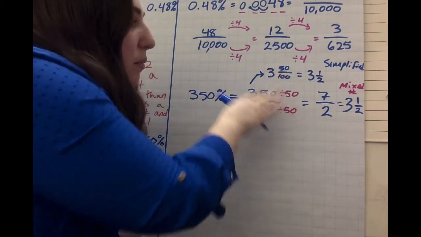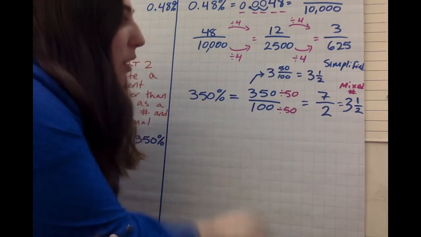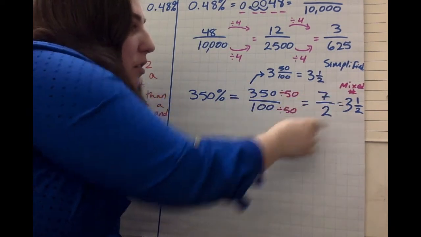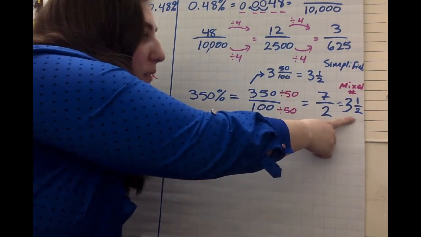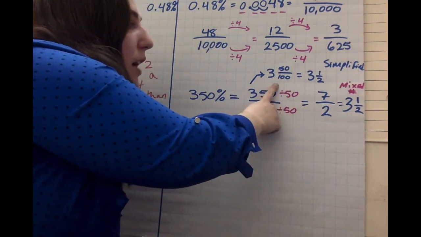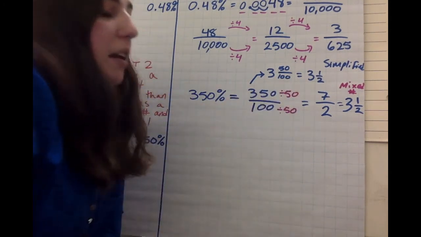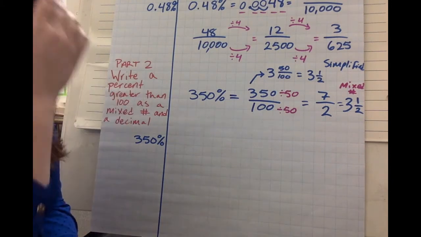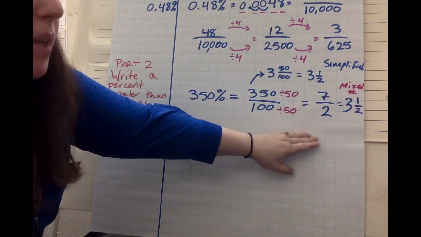Sorry, it's getting a little busy here, but hopefully you can understand what we're doing. Over here, we're just showing a different way we could have come to the same answer. Here I simplified at first by 50 and got 7/2, and then I turned this improper fraction into a mixed number. Here I simplified a little differently, and I still ended up getting 3 and 1/2. So that is how we can go from a percent to a mixed number.